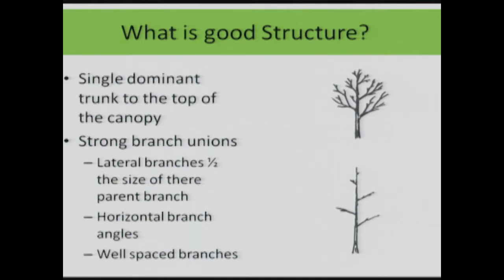We want branch angles that are horizontal. We want branches that go out, not up. And we'll talk about why that is here in a second. They used to think it was the angle of the actual union that was important. You needed a horizontal angle for the union. And I think there's pretty good research that suggests that the angle for the union doesn't matter so much as how the branch is oriented. So if it comes out sharply and then levels off, that's probably okay. There's been some research recently that kind of suggests that.